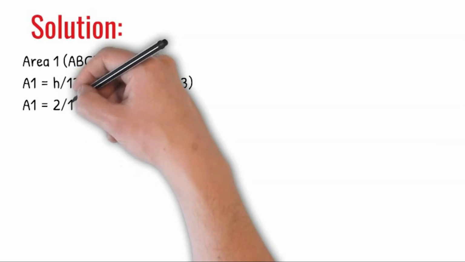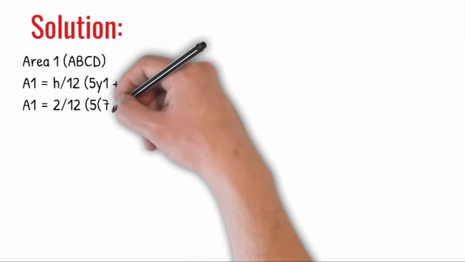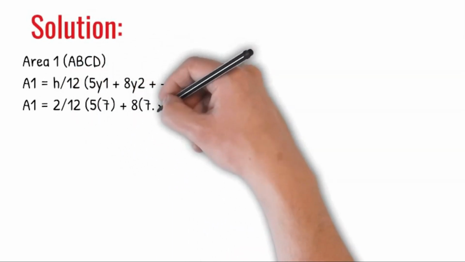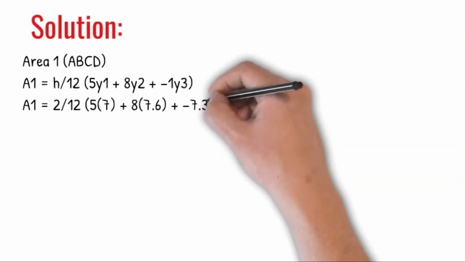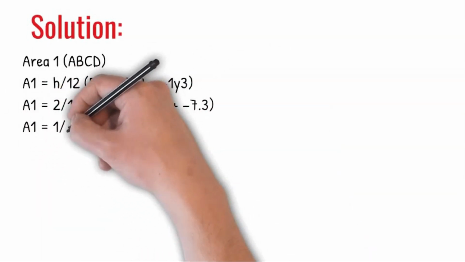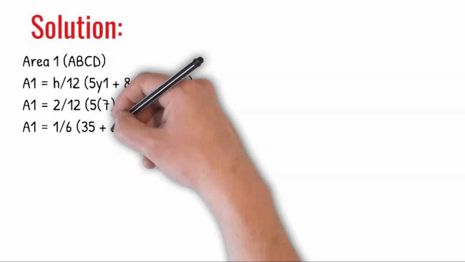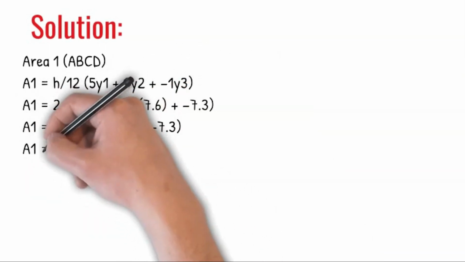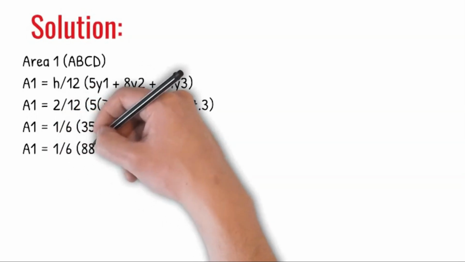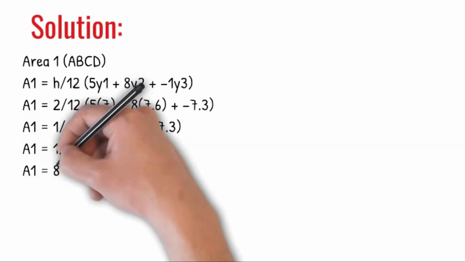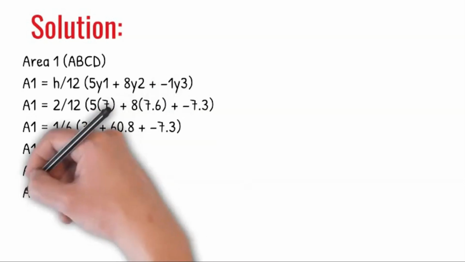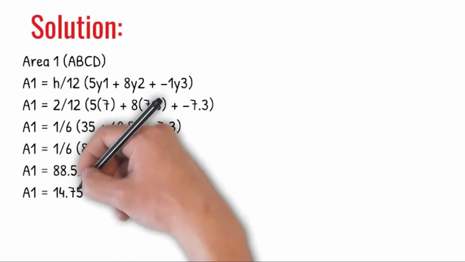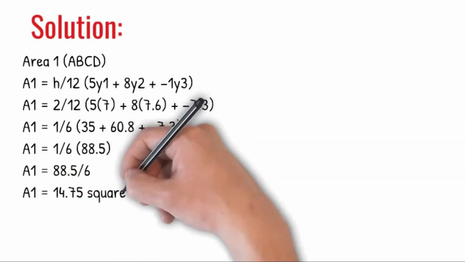Area 1 equals 2/12 times the sum of 5 times 7 plus 8 times 7.6 plus negative 7.3. Area 1 equals 1/6 times the sum of 35 plus 60.8 plus negative 7.3. Area 1 equals 1/6 times 88.5. Rearranging them, 1 times 88.5 divided by 6. The result will be 14.75 square units.